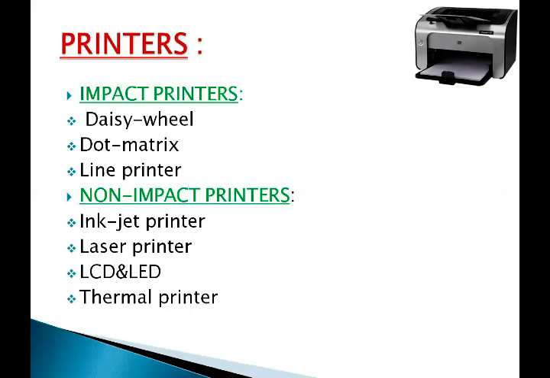Examples of impact printers are daisy wheel, dot matrix, and line printer. Non-impact printers are inkjet printer, laser printer, LCD, and LED. Number four is thermal printer.